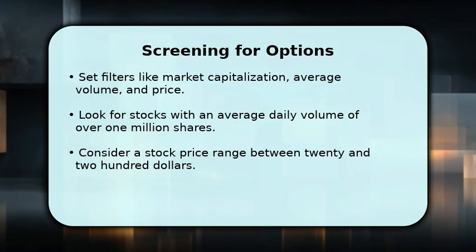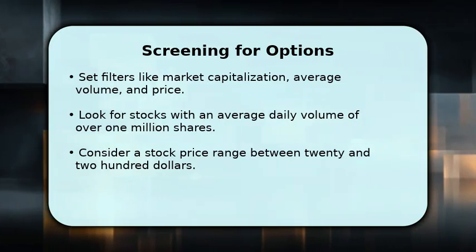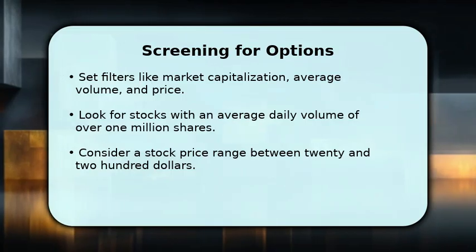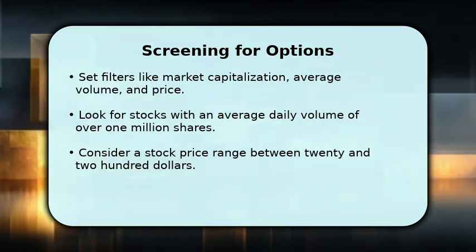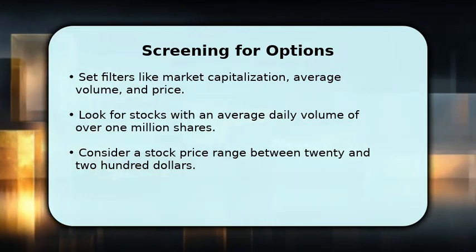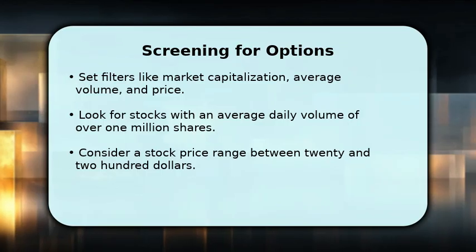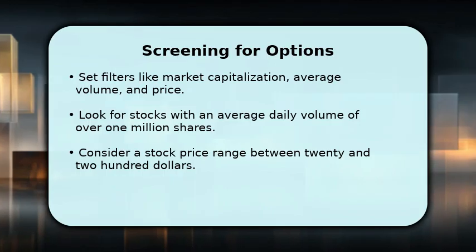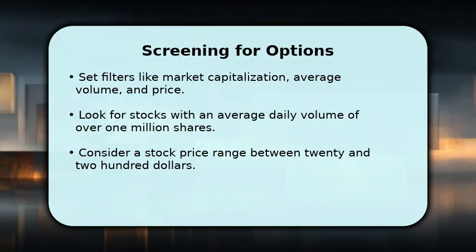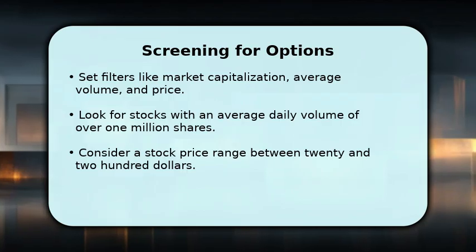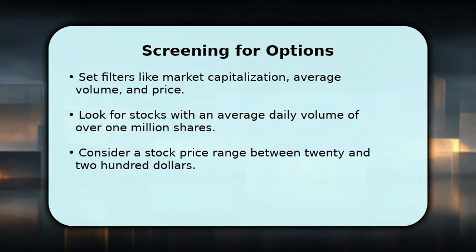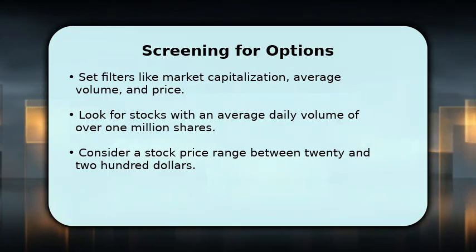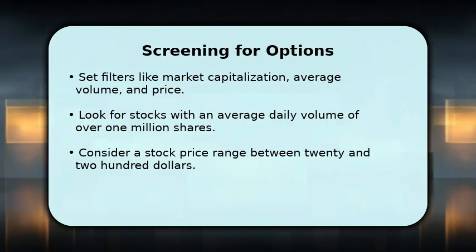To effectively screen for options candidates, begin by applying several key filters. Set the market capitalization to mid or large to ensure stability. Crucially, filter for an average daily volume exceeding 1 million shares to guarantee sufficient liquidity for your options trades. Also, consider a stock price range, perhaps between $20 and $200, to manage contract costs. Finally, examine technical patterns, like moving averages to spot clear trends.